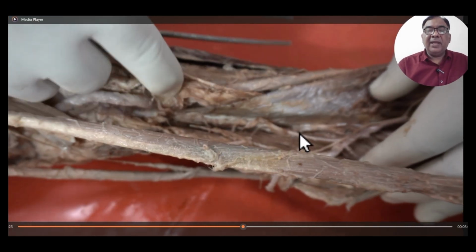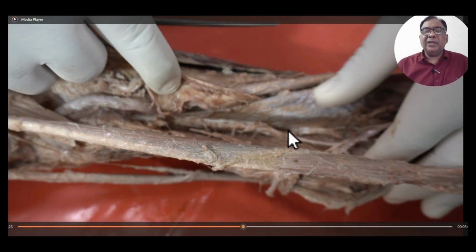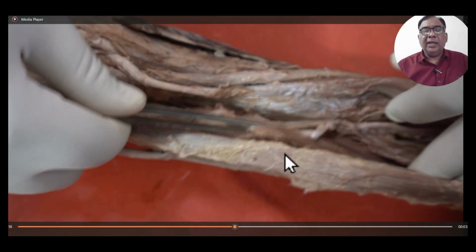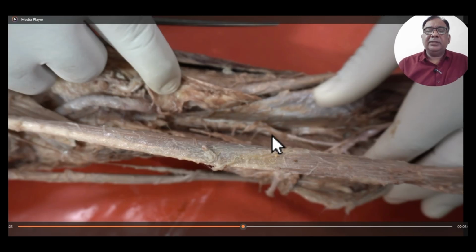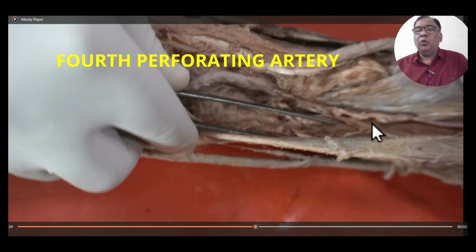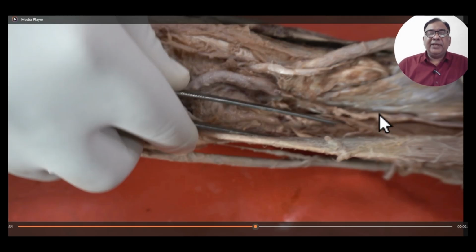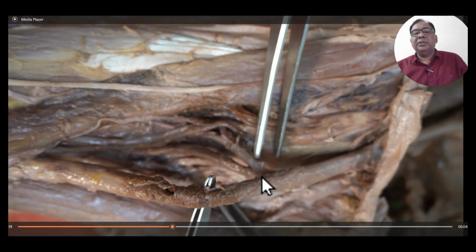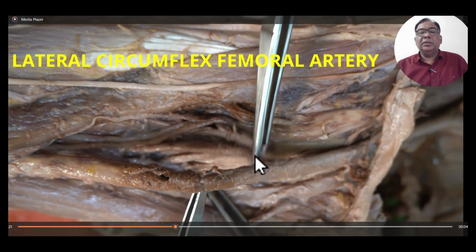it gives perforating branch. Perforating branch of profunda femoris here pierces aponeurosis of adductor magnus and then enters the posterior compartment of thigh and it terminates as fourth perforating artery, pierces adductor magnus muscle to anastomose with upper muscular branch of popliteal artery. Here profunda femoris artery gives a branch.